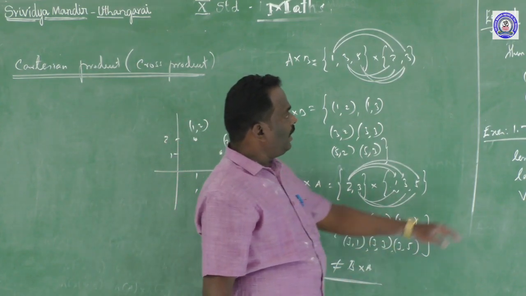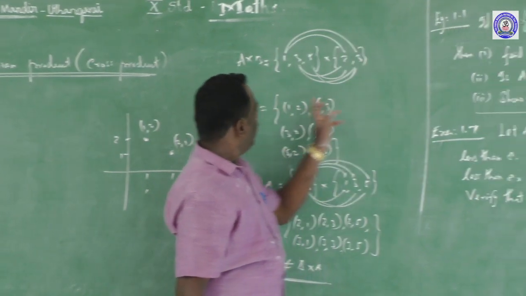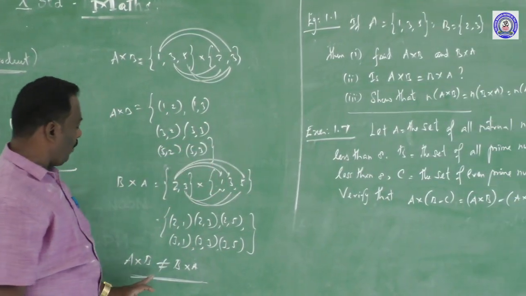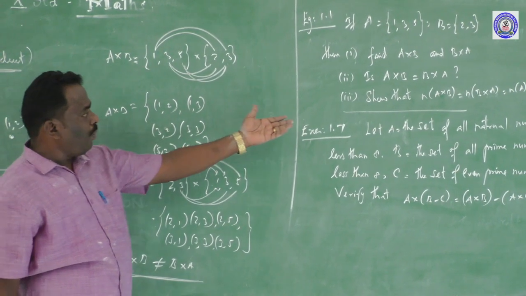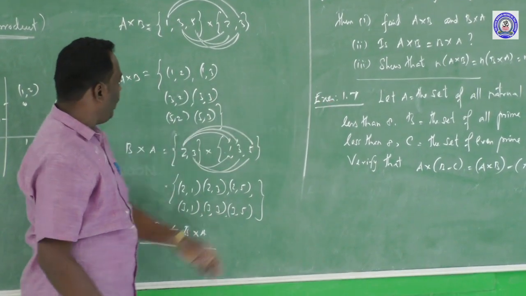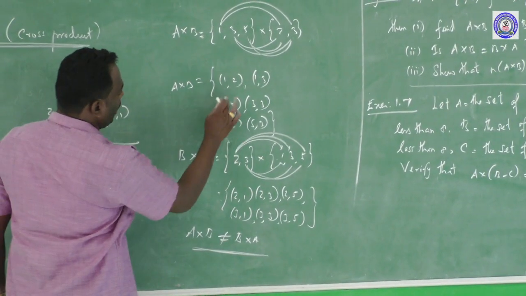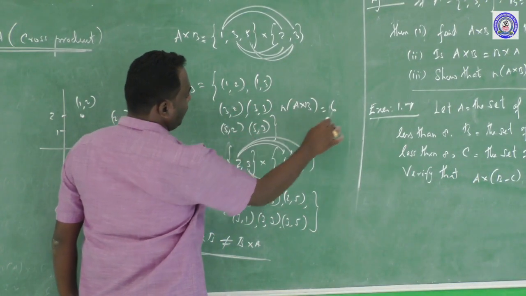Understand? Then find out first A cross B, the first one, and B cross A, the second one. Both are not equal. We want to say it is not equal. Then we want to show n of A cross B. What is n of A cross B? How many elements are there? 1, 2, 3, 4, 5, 6 elements.